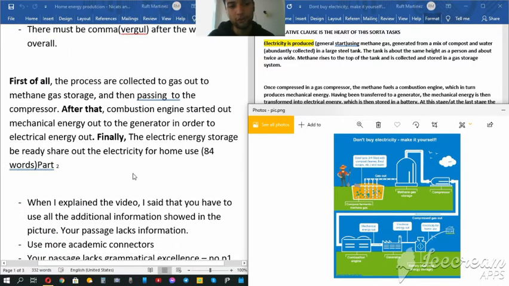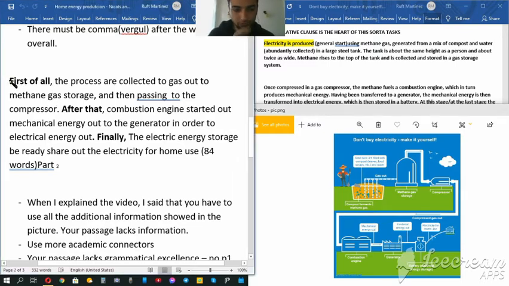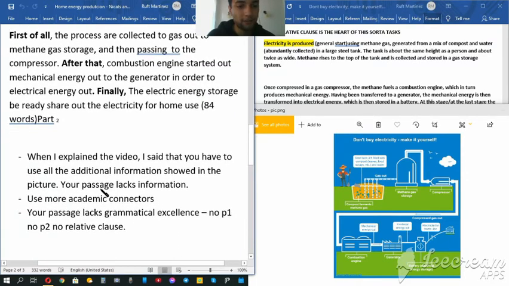So you said, first of all, which is a great start. I really like this start. I've seen your connectors: first of all, after that, finally, it's really nice. Here, I was going to tell you to use more academic connectors. First of all, after that, finally is okay, but try to use a little more advanced versions. You have to learn them. So please use more academic ways of saying things.